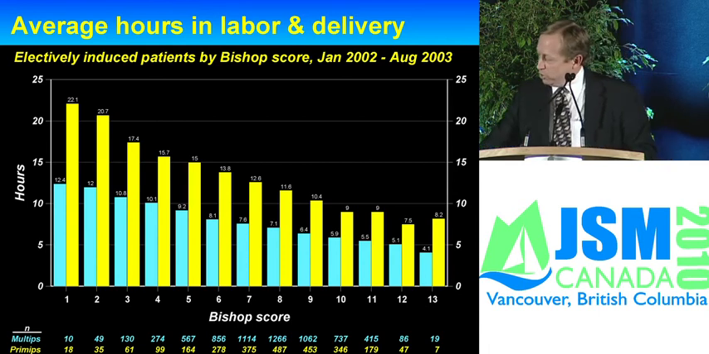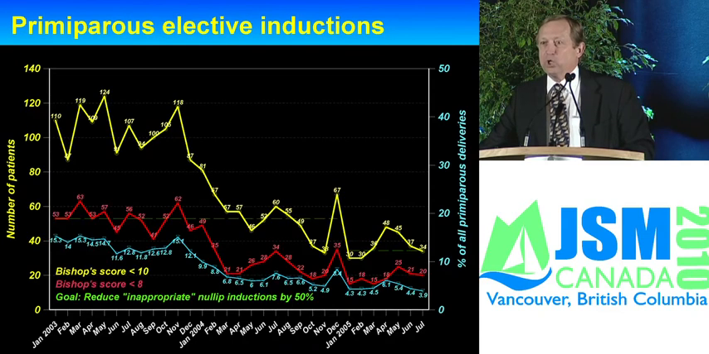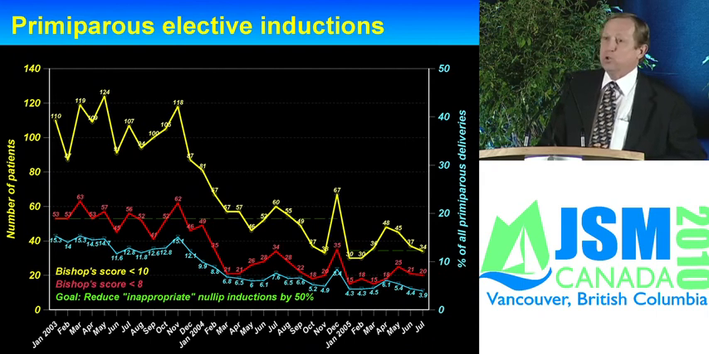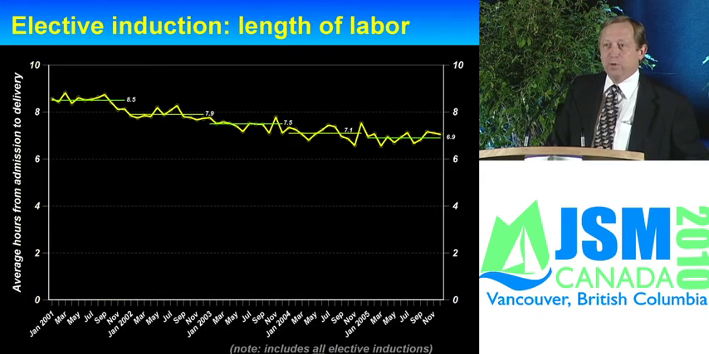The most important line is the blue one. This is in primiparous women, showing the proportion of all first deliveries that were inappropriate. Well, it had an impact. We reduced the length of labor in our system by about 45,000 minutes.